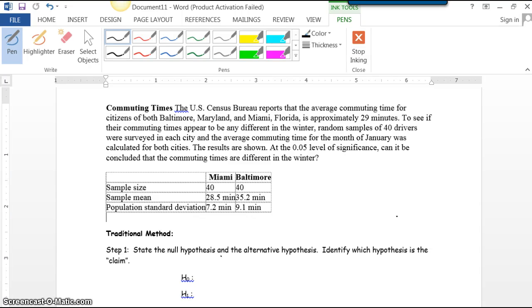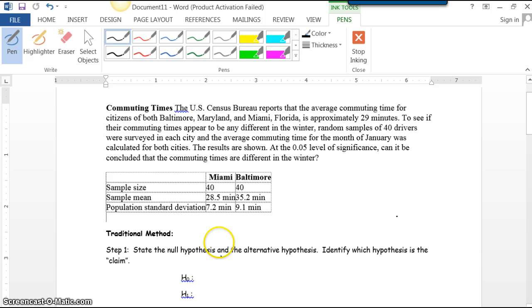We are using the traditional method to test the hypothesis about the difference between two means. It says the U.S. Census Bureau reports that the average commuting times for citizens in Baltimore and in Miami is approximately 29 minutes. To see if their commuting times appear to be any different in the winter time, they took a sample of 40 drivers from each city, and they found their average commuting time, which you can see in the table. And then at an alpha of 0.05, they want to know if it can be concluded that the commuting times are different in the winter.